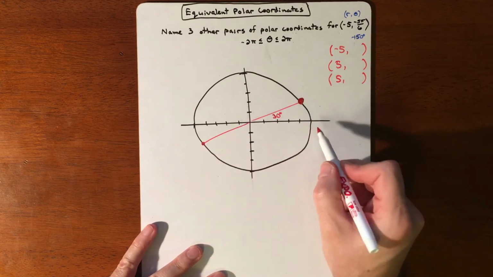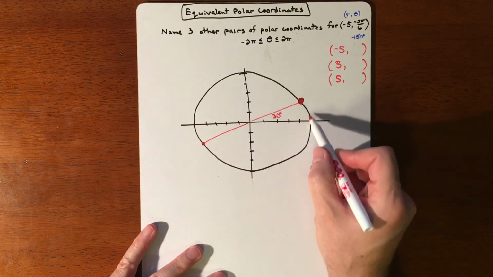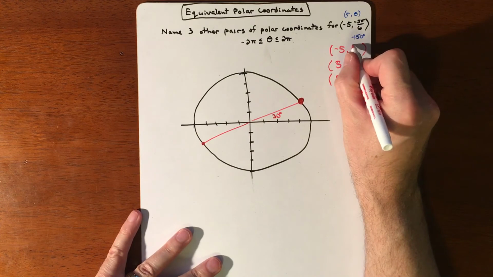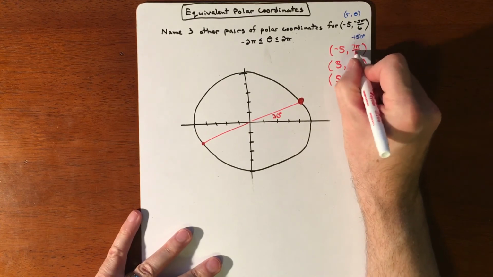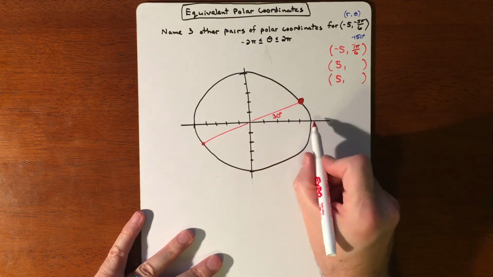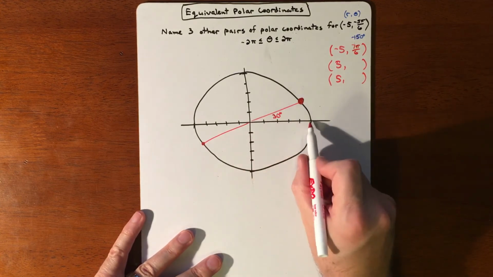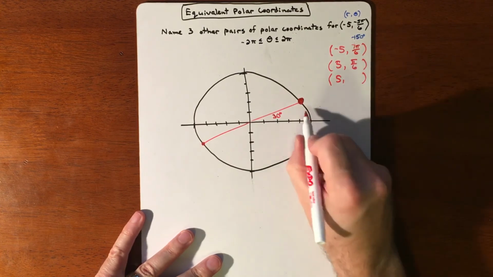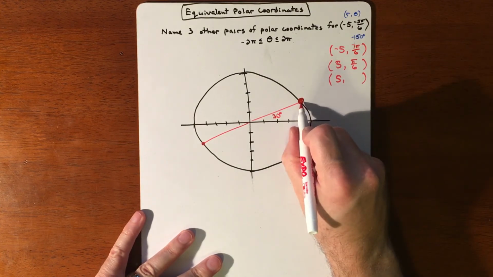So another way to get there, instead of going this direction, we could go this direction. And so that would be a positive 7 pi over 6. And then the negative is going to reflect it over. Now we could also just do positive. So we're out at a distance of 5 and we go up 30 degrees. That's just going to be pi over 6. So that's one way to get to the positive and not reflect it at all.